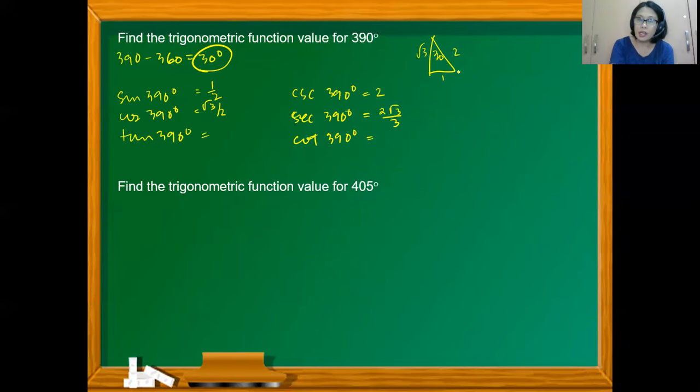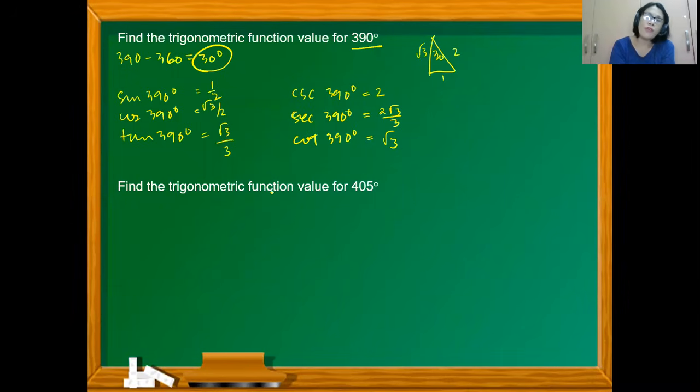Now for tangent 390, this is opposite over adjacent. So we have 1 over square root of 3 or square root of 3 over 3, while this is square root of 3. So these are the trigonometric function values for theta measures 390.